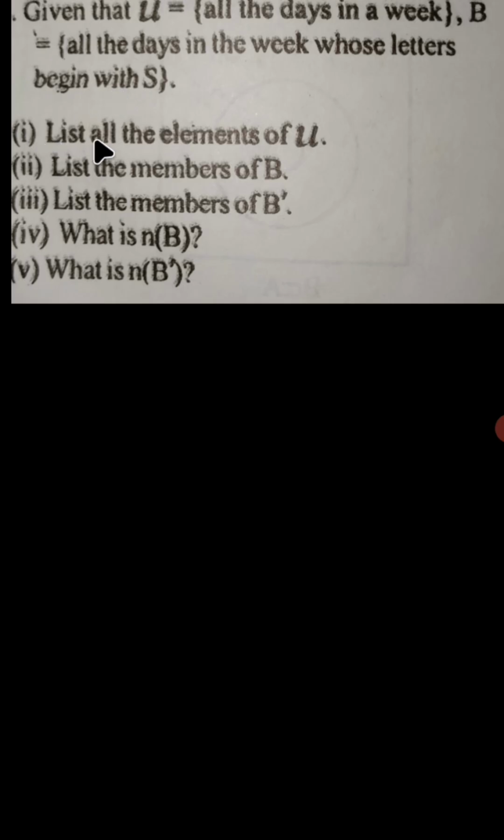And the first question says we should list all the elements of set U, which is basically the universal set in this case. Two, list the members of B. Three, list the members of B prime. We haven't talked about that yet, but we are going to talk about it now. Four, what is the cardinality of set B, and five, what is the cardinality of set B prime. And B prime here is basically known as the complement of set B. We're going to talk about that now.